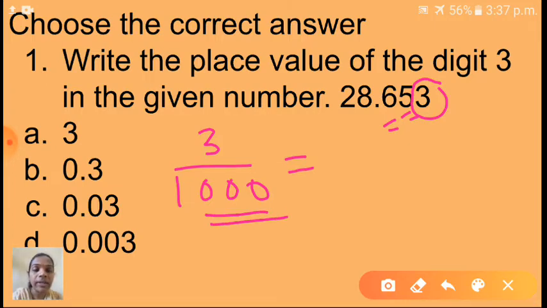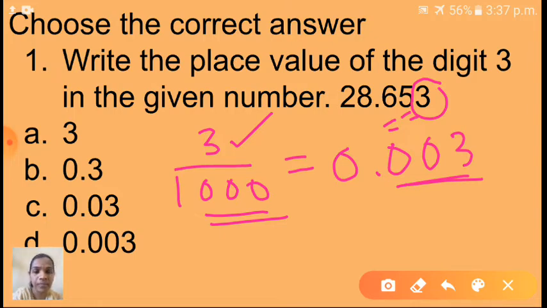See here the denominator, how many zeros are there? 3 zeros are there. So after the decimal point, how many digits will come? 3 digits. That means 0 point. Here how many digits we want? 3 digits. But here only 1 digit is there. So how many 0s we have to add? Yes, 2 zeros, isn't it? Then this third one we have to write this 3. So your answer is what? What is the place value of this 3?